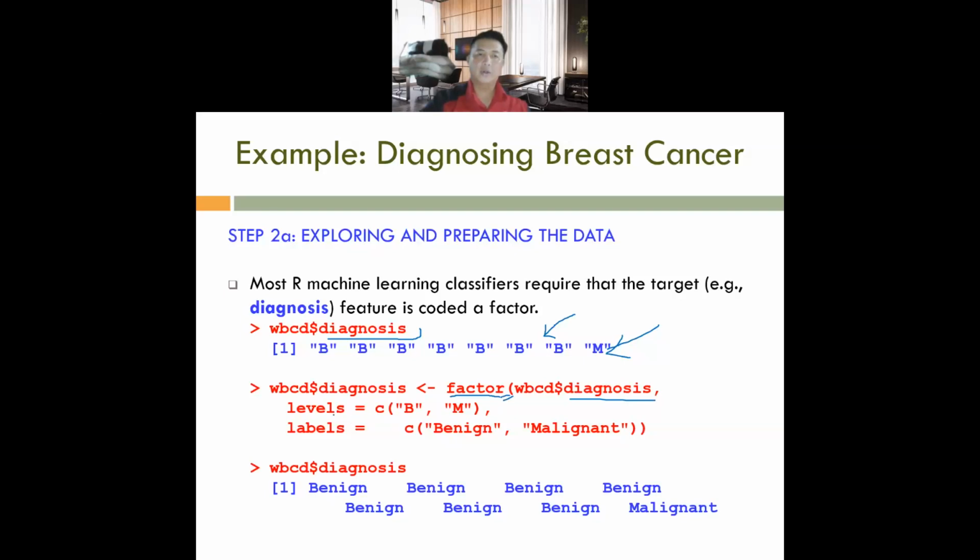Okay. So the levels that you have are only B and M, so you will convert them into benign and malignant. Okay. So this is converting your string of character to become label factor. So when you look at the data again, there will be no more double quotes. So this is basically the label that we have.